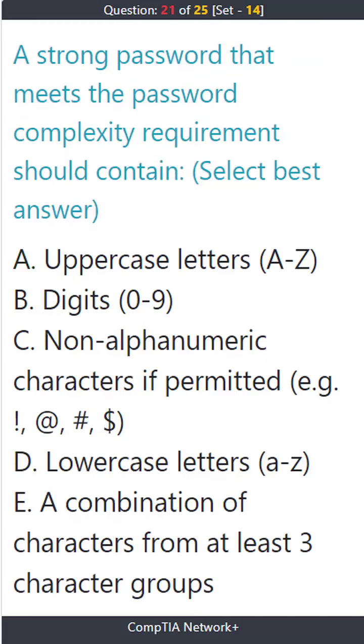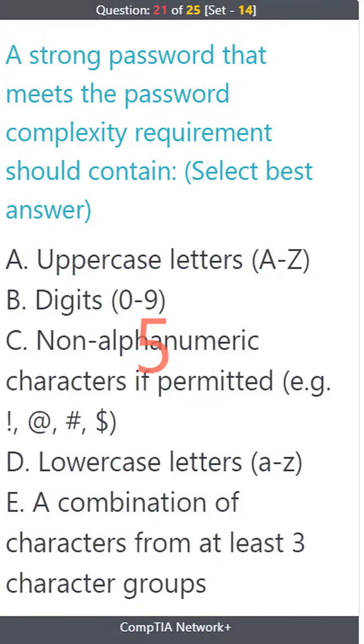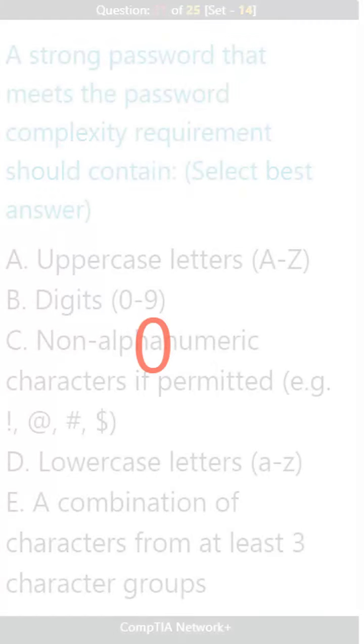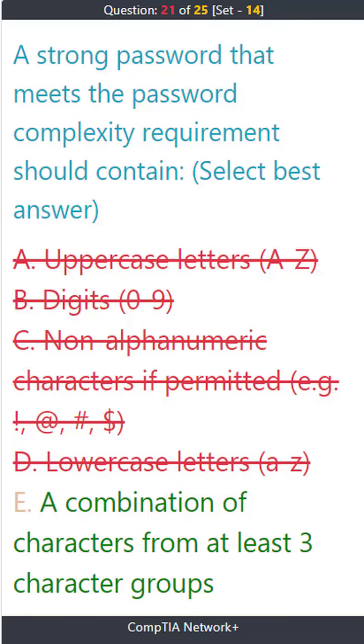Question 21. A strong password that meets the password complexity requirement should contain, select best answer: A. Uppercase letters, A-Z. B. Digits, 0 to 9. C. Non-alphanumeric characters if permitted, e.g., @, #, $. D. Lowercase letters, a-z. E. A combination of characters from at least 3 character groups. The correct answer is E, a combination of characters from at least 3 character groups.